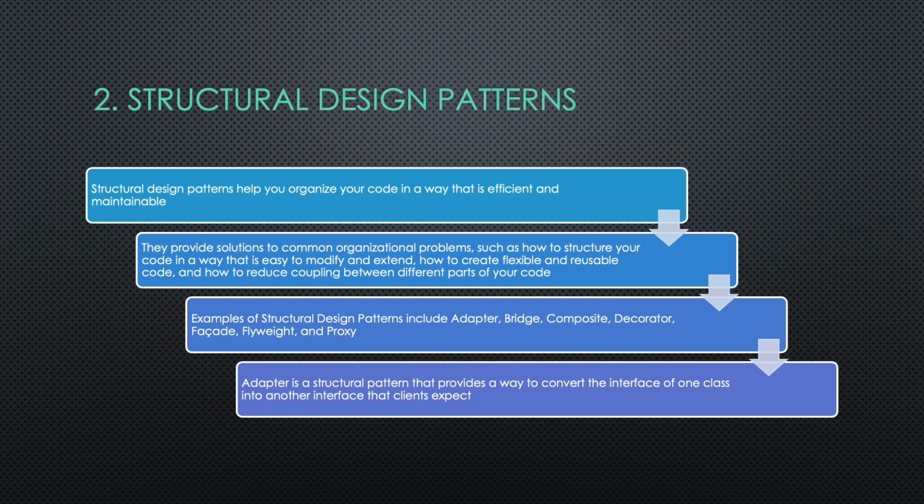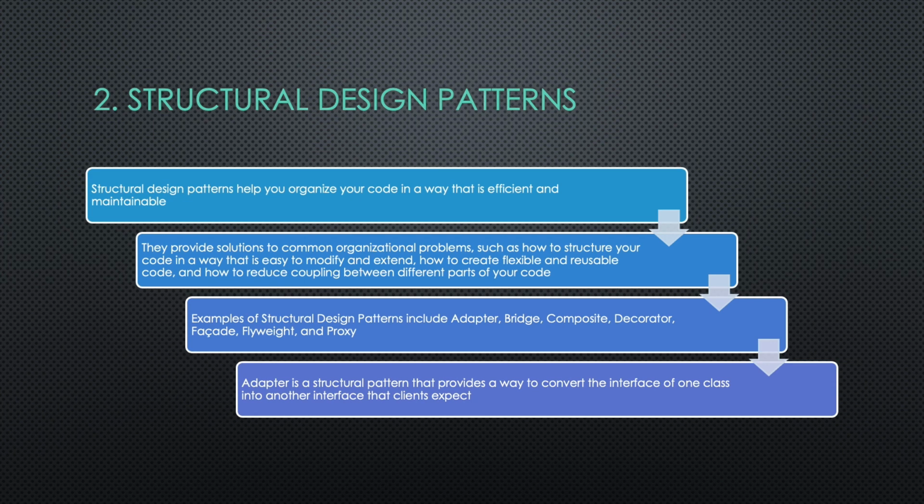Decorator is a structural pattern that provides a way to add behavior or functionality to individual objects without changing their class. This can be useful for adding new features to existing objects, such as adding new formatting options to a text editor. Facade is a structural pattern that provides a simplified interface to a complex system of classes. This can be useful for hiding the complexity of a system from clients and providing a more straightforward interface for common tasks.